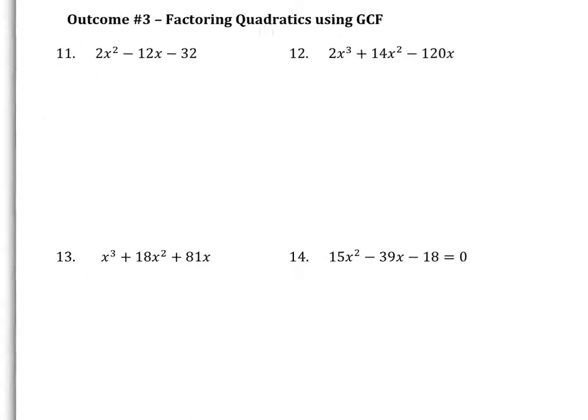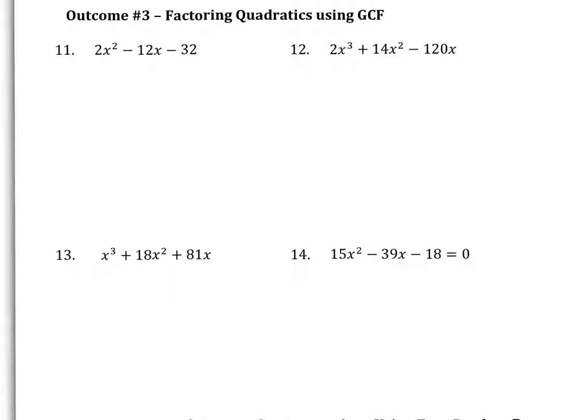In outcome number 3, this is factoring quadratics using GCF. So here you'll see in all of these problems, there's something that needs to be factored out first. And this is just a rule of thumb that you should do for any of these problems. You should always make sure that you can't factor out a GCF first. In any problem, you always want to factor a GCF if you can. If you can't, then you just move on to ABC. But if you can factor something out, you'll want to do that right away.